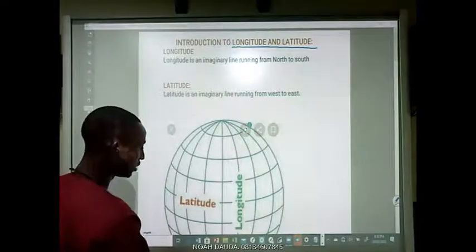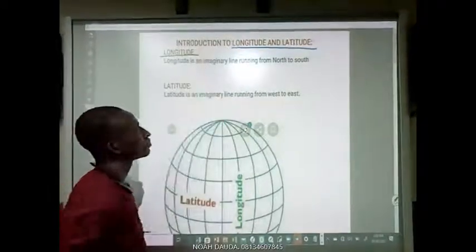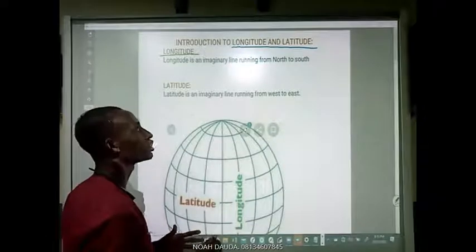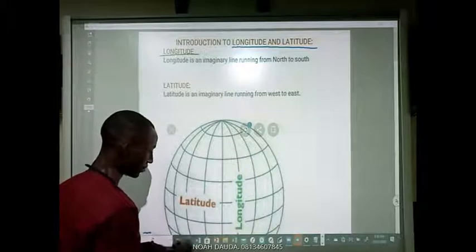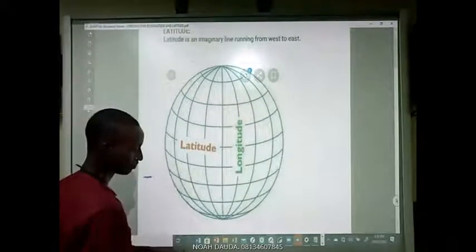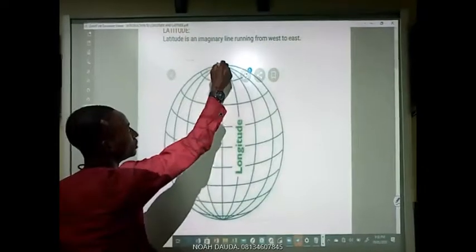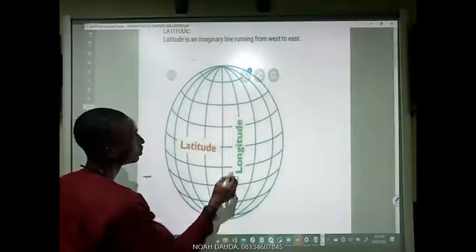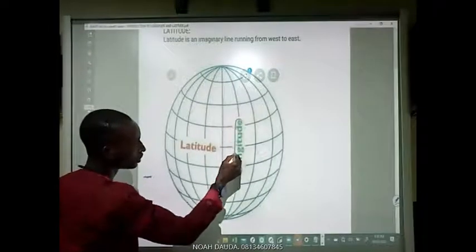Now, when we say longitude, what do we mean by the term longitude? A longitude is an imaginary line running from north to south. Now, this is actually a diagram here. Let's take a look at this diagram. A line running from north to south is what we call what? Longitude.